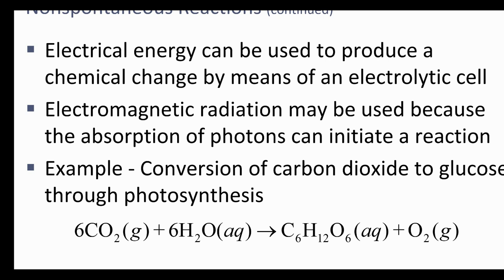So here's the current, this electrolytic cell. This is in our next chapter, chapter 18, so we're going to talk more about that. Electromagnetic radiation could be used. I actually did mention this in trying to make ozone from oxygen. And then conversion of carbon dioxide to glucose through photosynthesis is another, that is started by absorbing sunlight in the form of radiation.